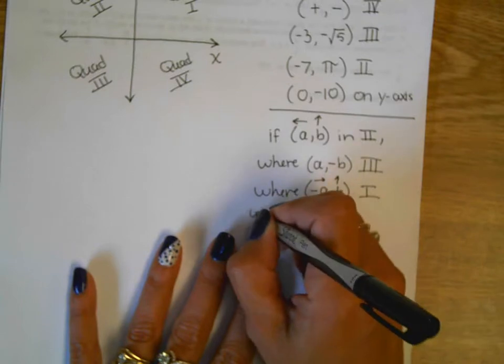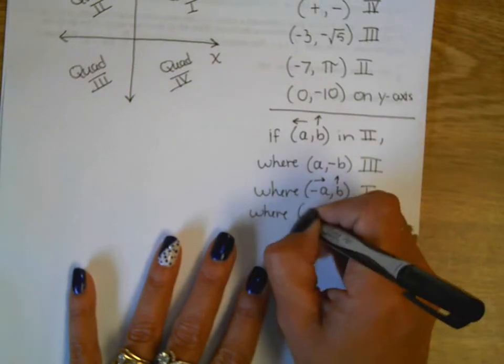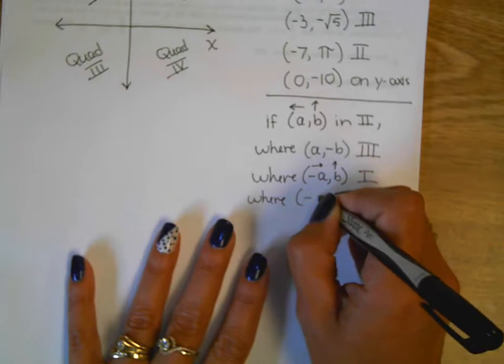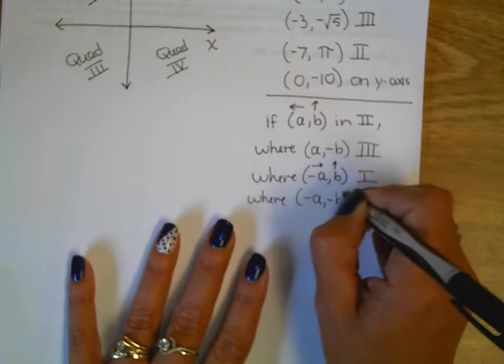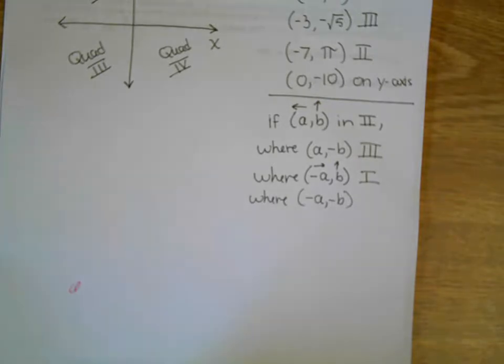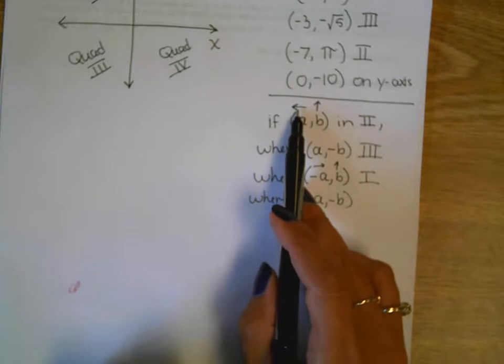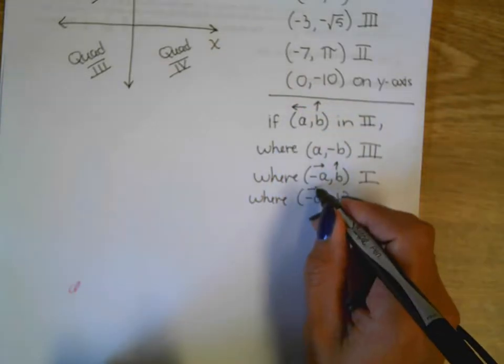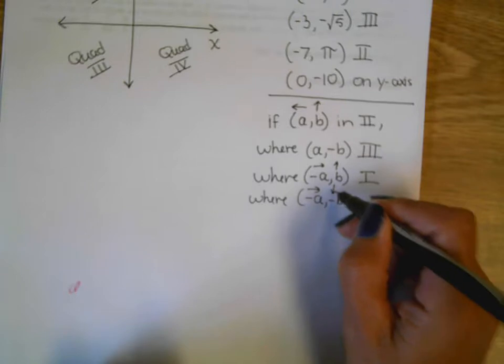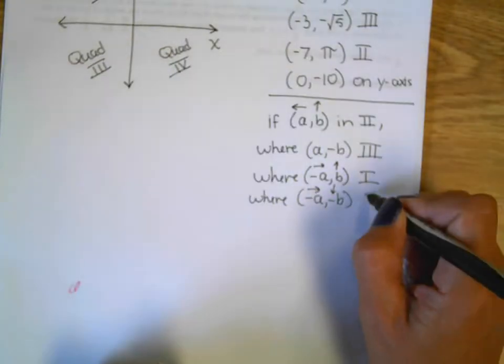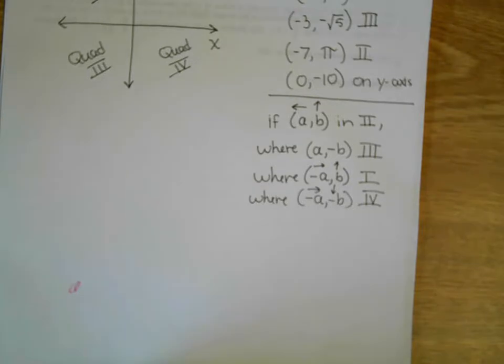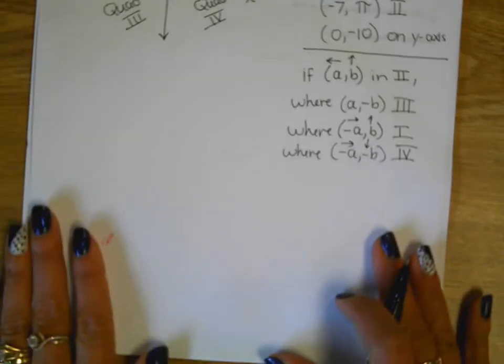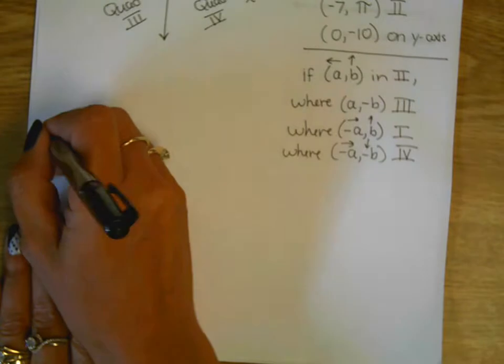And our last one, where would (negative A, negative B) land? Hearing lots of 4s. Because we're going opposite of left, which means we're going right. Opposite of up, which means we're going down. Right and down. That's quadrant 4. Nice job. Next one. Next big idea.